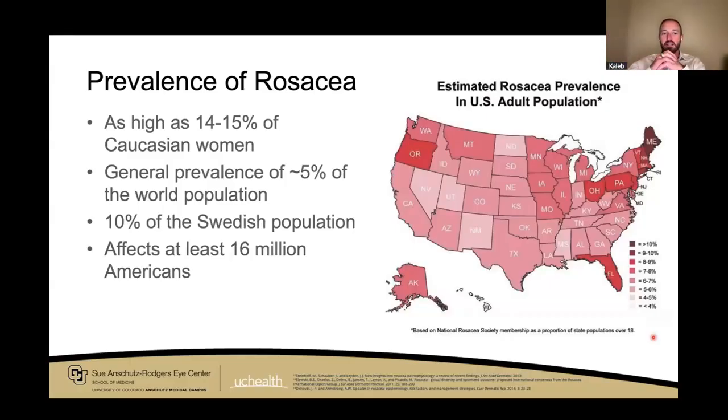You can see that certain states have more rosacea than other states there. You can see that there's a little bit more concentration in the Northeast and some of those Midwest states. And this is really believed to be mostly due to people's ancestries and ethnicities. The prevalence can be as high as 14 to 15% of Caucasian women, a worldwide prevalence of about 5% of the population, 10% of the Swedish population.